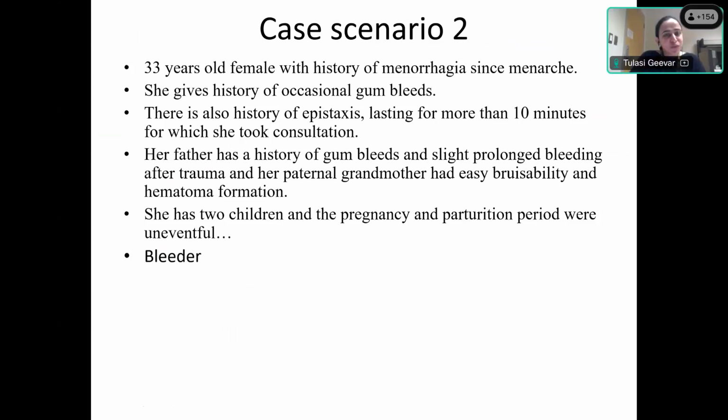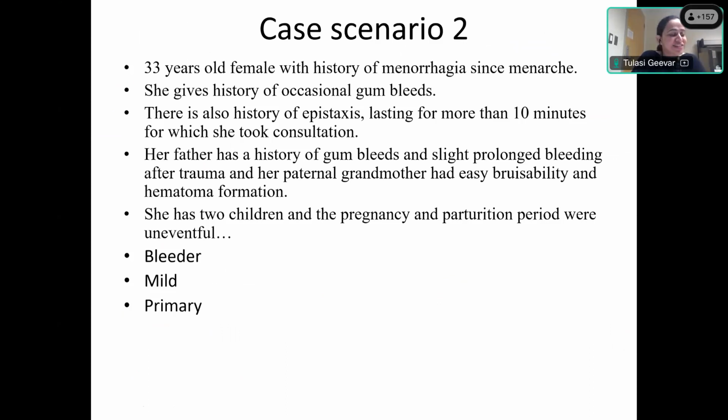So it looks like a severe bleeder. She's had multiple bleeding symptoms: menorrhagia since menarche, gum bleeding, epistaxis. So it looks like a severe bleeder, I would say. But then, the patient did not have bleeding following delivery. I'll come to that aspect a little later.